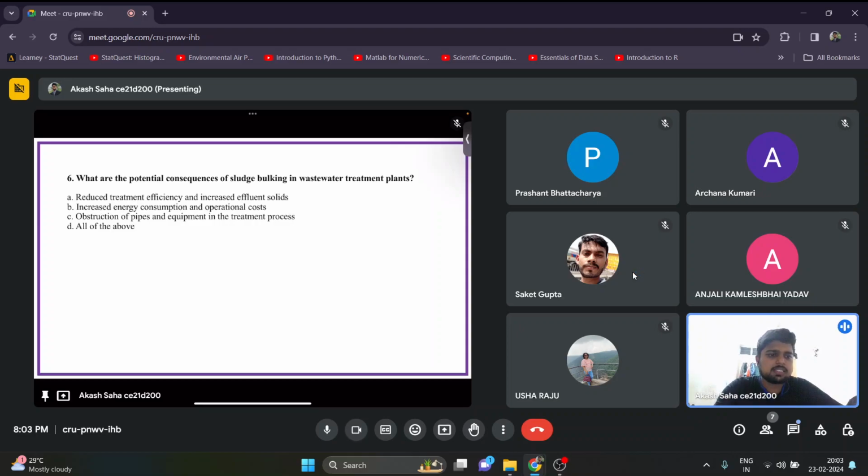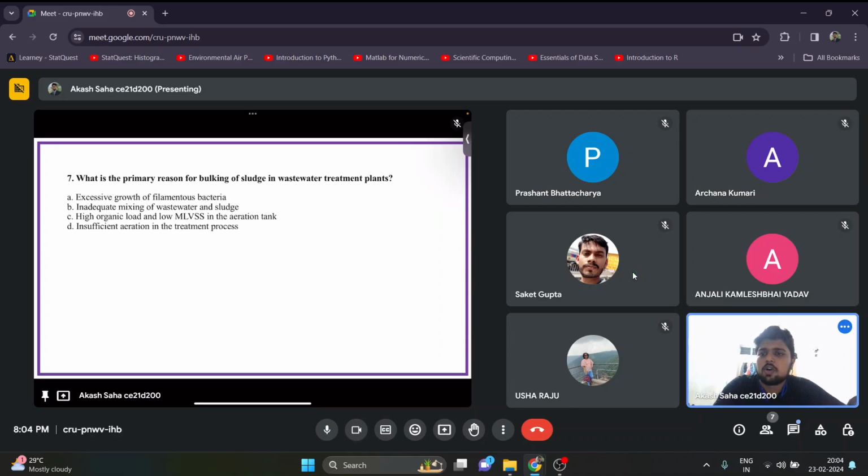It was 1 by theta c is equal to Y into efficiency into F by M ratio minus KD. So due to sludge bulking, my efficiency will definitely get reduced, and there can also be increased energy consumption. Also due to sludge bulking, some of the sludge can come out as effluent and then destroy the pipes and equipment in the later stage. So all of the above is the correct answer.